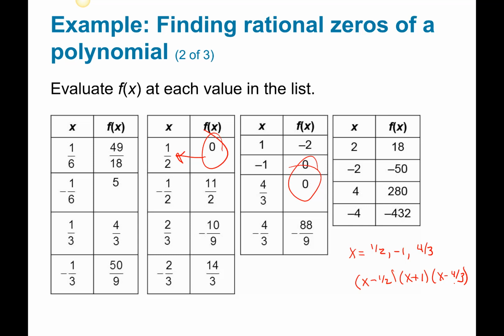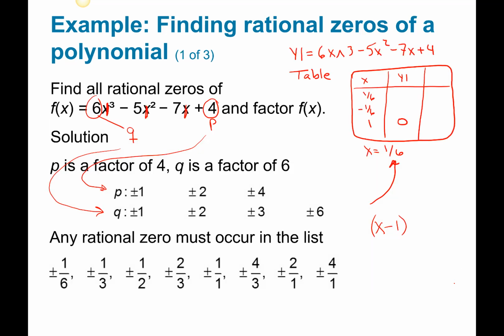So, when you go back to the other screen, where did you get the numbers from? These numbers here? Those p-values come from taking the 4 in your polynomial, and you factor it. What are the things that will divide 4? 1, 2, and 4 will divide into 4. And you do plus or minus because you could do 4 divided by a -2, and that would work. So you do either the positive or negative.